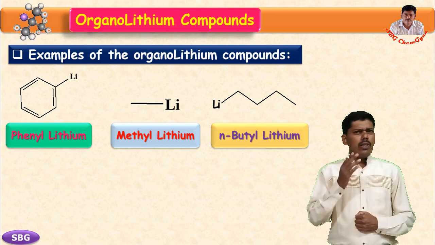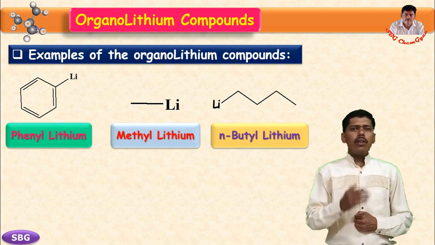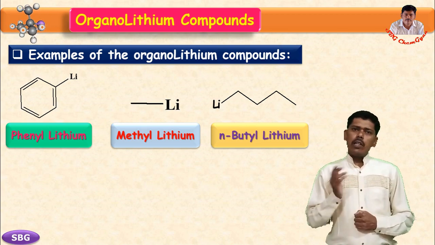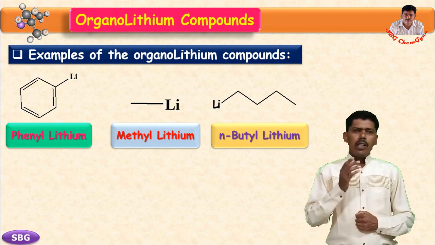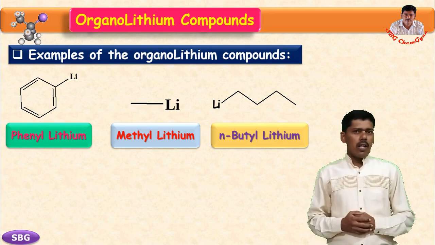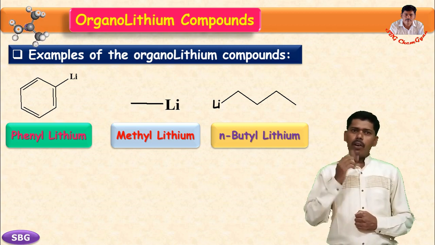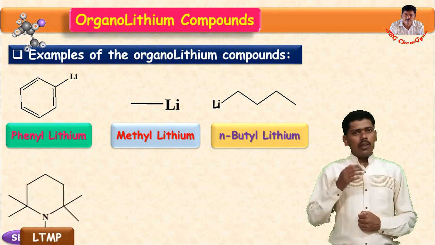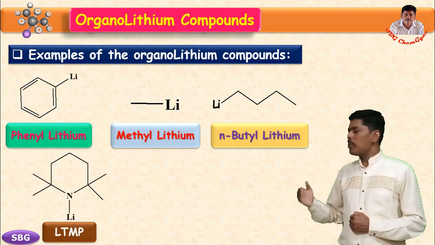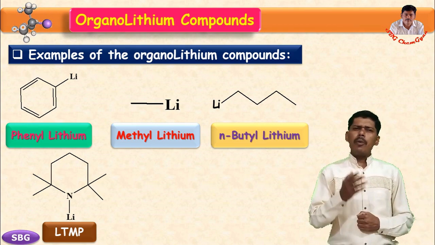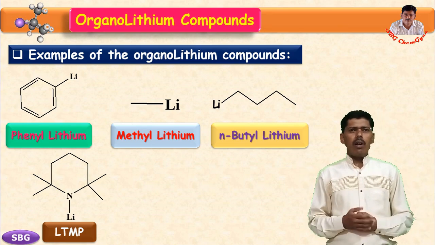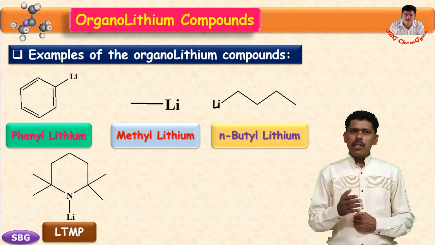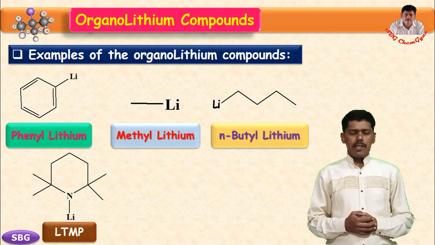In short, we can say n-butyllithium is an organolithium reagent. It is widely used as a polymerization initiator in the production of elastomers, and it is also widely employed as a strong base or super base in the synthesis of organic compounds in the pharmaceutical industries. The next is lithium tetramethylpiperidide, often abbreviated as LiTMP, an organometallic compound. It is used as a non-nucleophilic base.